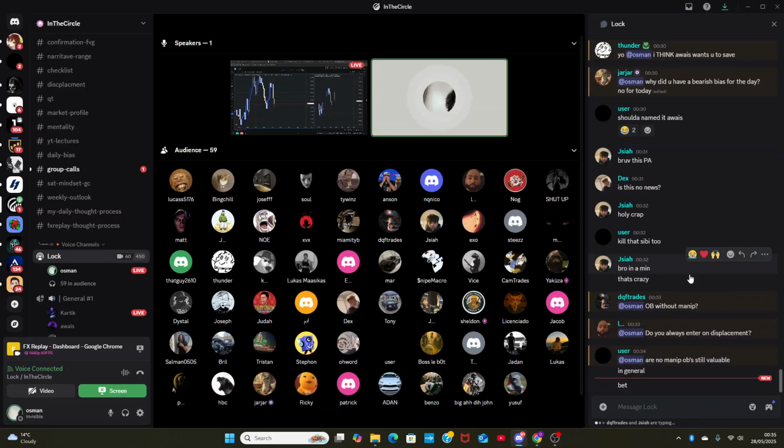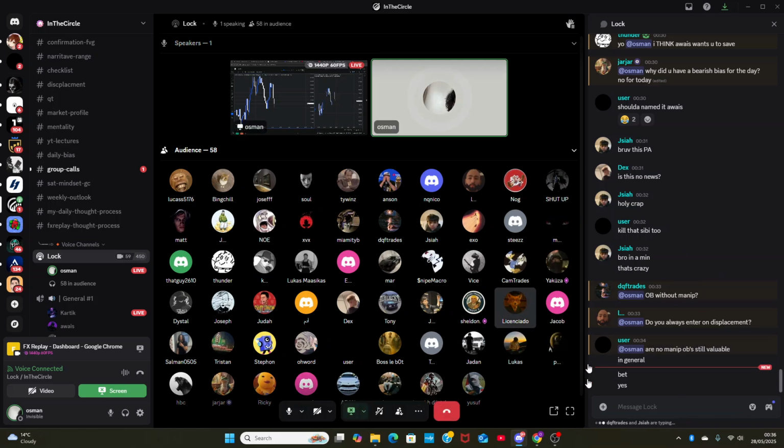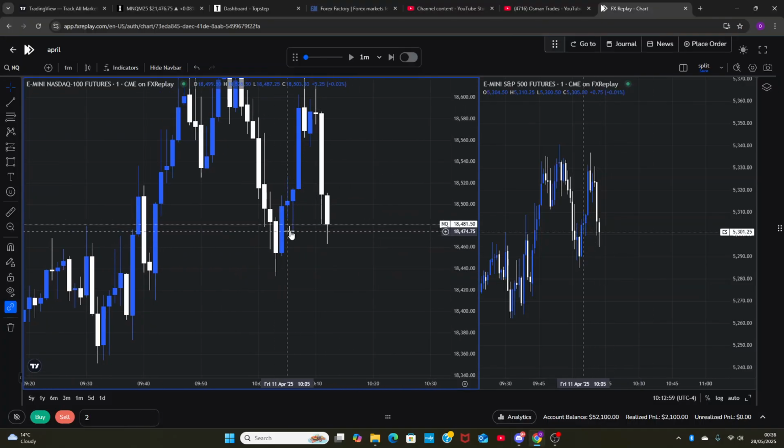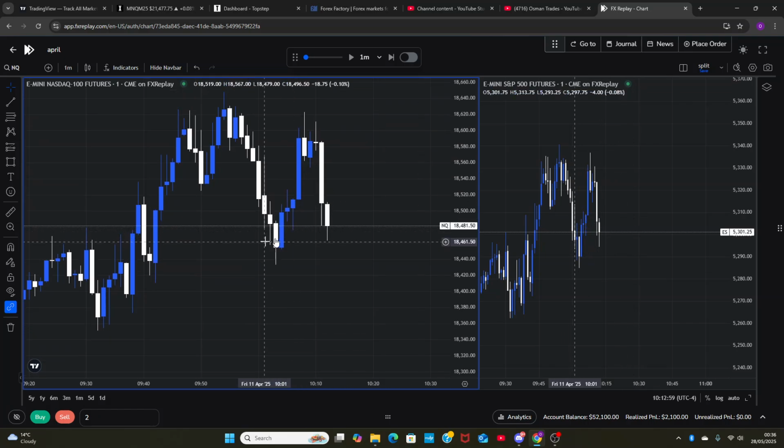I always went, yeah, sometimes I enter on the placement. I know a bit OB still valuable in general. Yeah, you guys see what I'm talking about? So we still fill 50, you can just tell that's 50. And then it's the way the candle closed, which is my point. Not because there's no manipulation, it's the way the candle closes. Do you understand? That's what's more important to me personally.